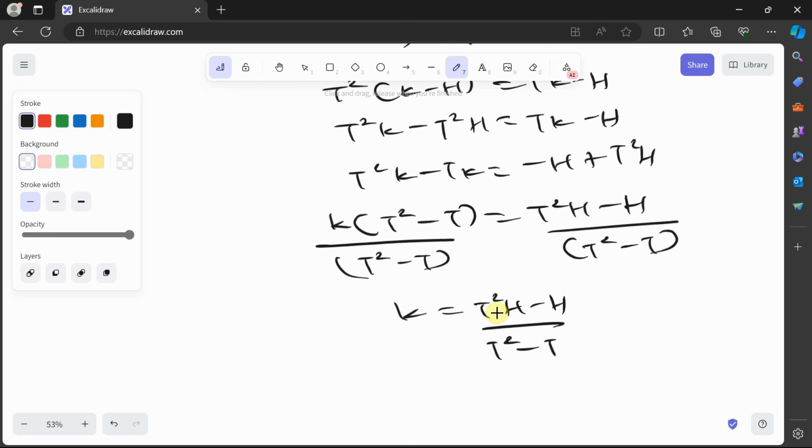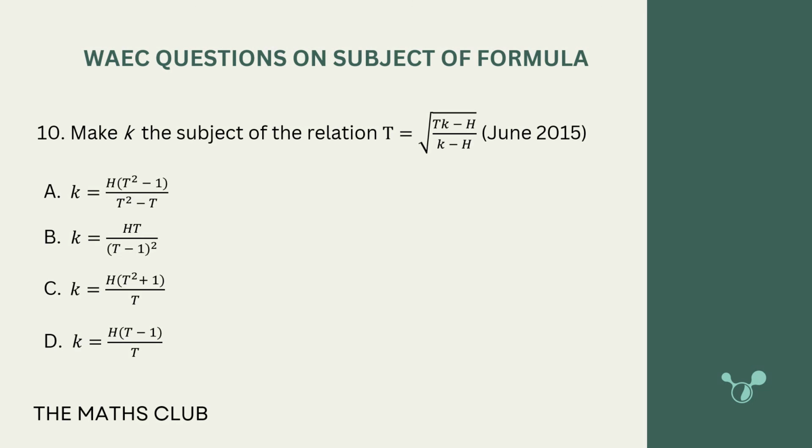If you look at this top, I can factor out H from it. That will be H open brackets T squared minus 1 all over. If you look at this bottom, I can factor out T from it. That will be T open brackets T minus 1. So I know that our answer will be a modification of something like this, but we know what we have is now to see which of the options match with our answer. The option that matches with our answer is option A. So in option A, they factor out the H, but did not factor out the T. So our answer is option A.